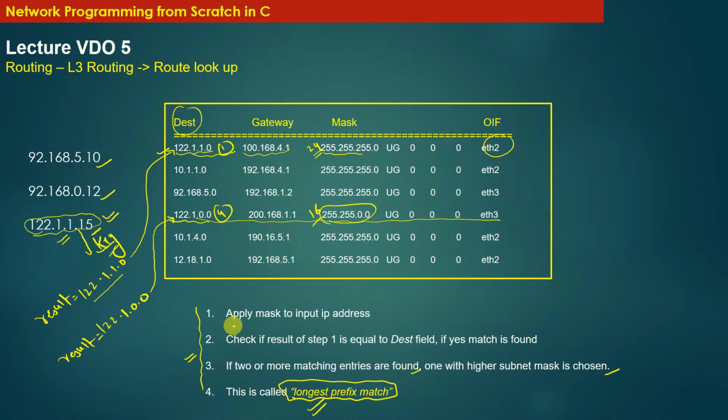So note the steps of the route lookup. Whatever the subnet mask of an entry, apply that mask to the input key and check whether the result is equal to the destination subnet. If the result is equal to the destination subnet, it means that entry matches, and the router uses the gateway and the outgoing interface of the matching entry. So this is how route lookup happens. We will revisit route lookup once again in a later module.